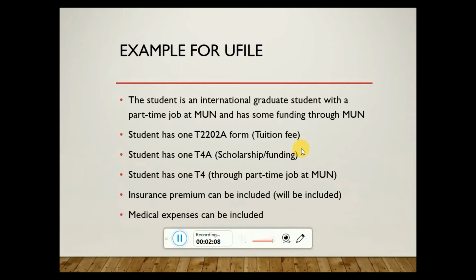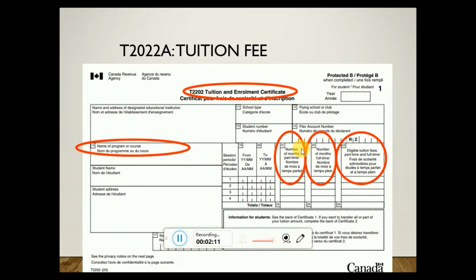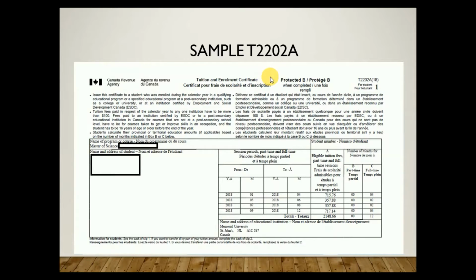The first form is the tuition fee form. This is what the tuition fee form currently looks like. It's basically listed on top, T2202 tuition and enrollment certificate. The name of the program is here, the number of months you were a part-time student will be here, full-time student will be here, and eligible fees will be here. So I have an example for the tuition fee form. This is a sample T2202A form.